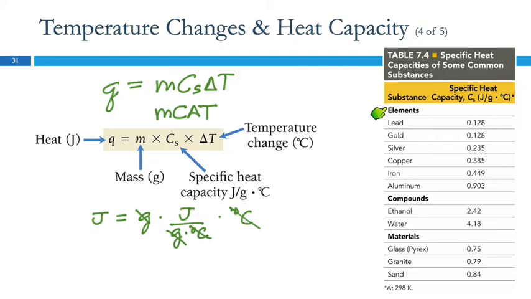So these are different substances. There's some elements, some compounds, and then these are materials. They're mixtures, sand, glass, granite. And if we look at the values here, lead, very low, 0.1. Gold is also very low. Here, aluminum is higher, 0.9. But the very highest is water, 4.18. That's more than 4 times the heat capacity of anything else on this list. Water has a very high specific heat capacity.